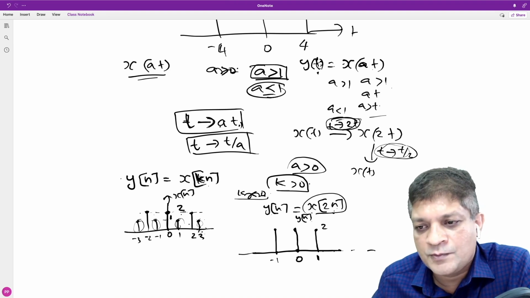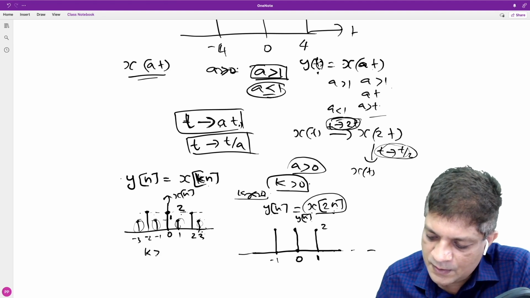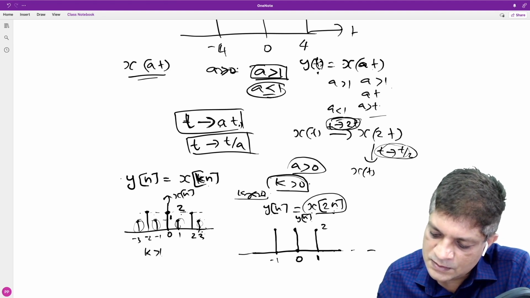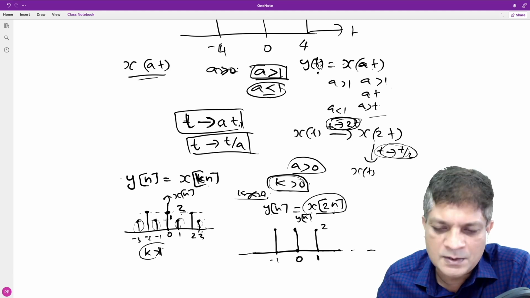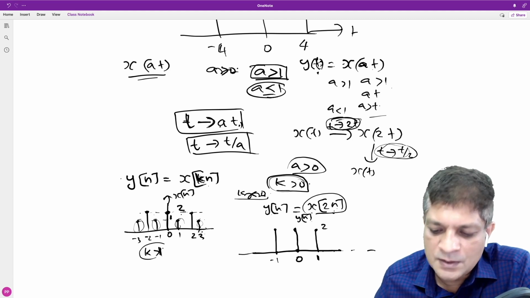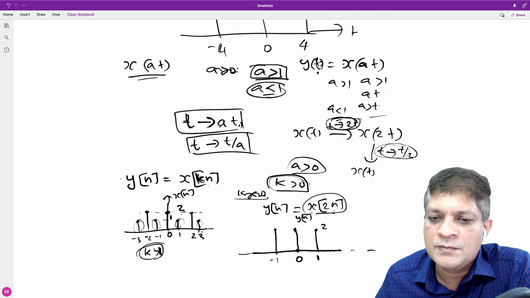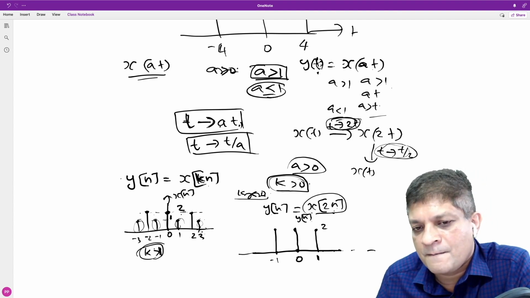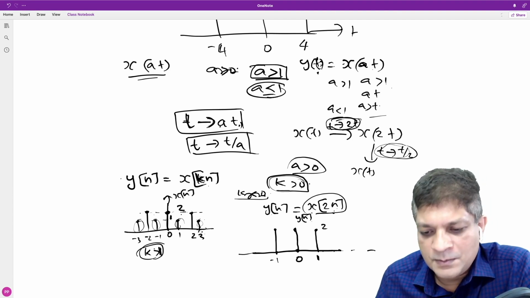We are losing that information, and it is true for any value of k greater than 1. Let us assume that k is greater than 1. For k equal to 1, it is the same signal. For k greater than 1, we always lose some information. So is it an invertible operation?